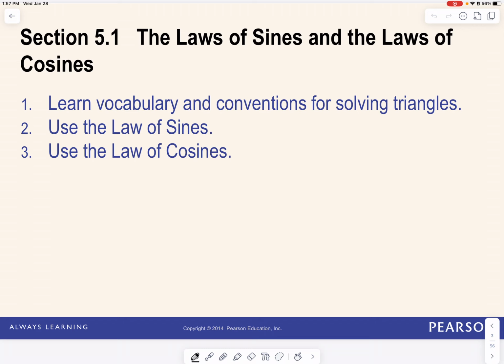We started with section 5.1, the law of sines and the law of cosines. A few objectives: one, learn vocabulary and conventions for solving triangles; two, use the law of sines; three, use the law of cosines.